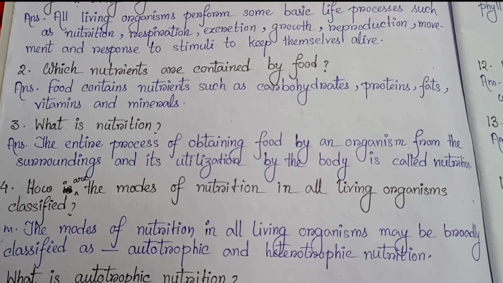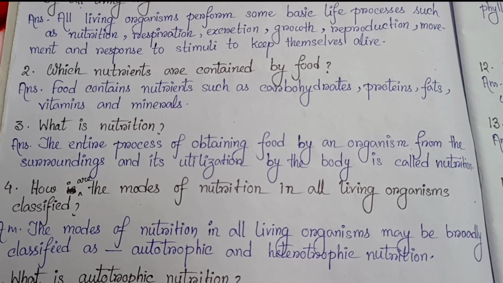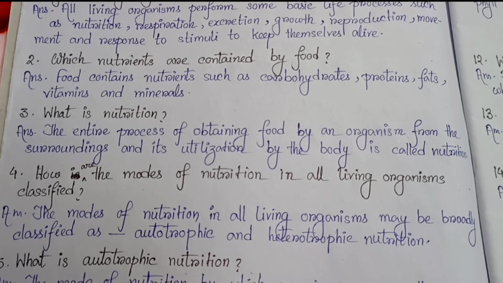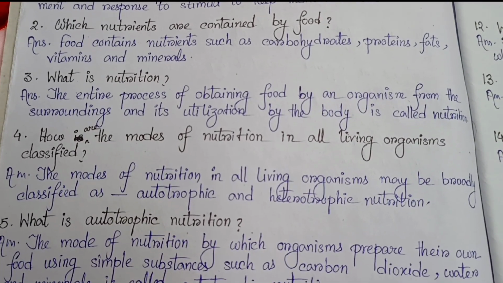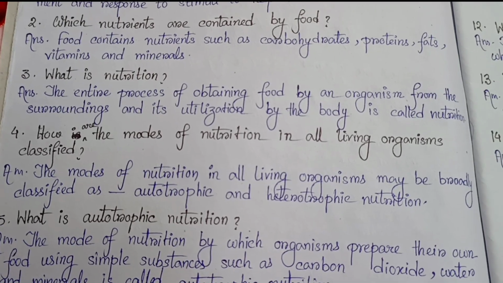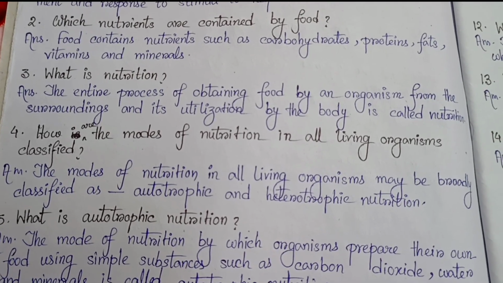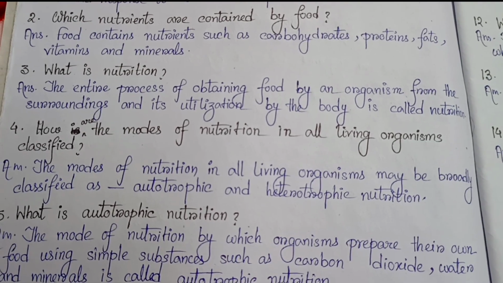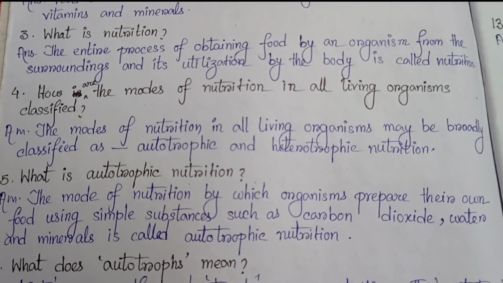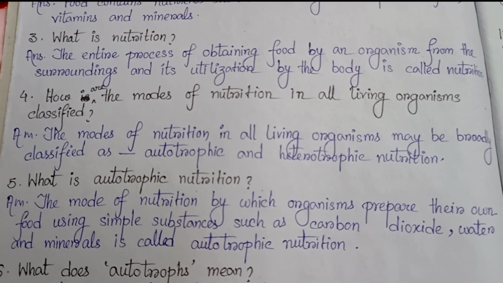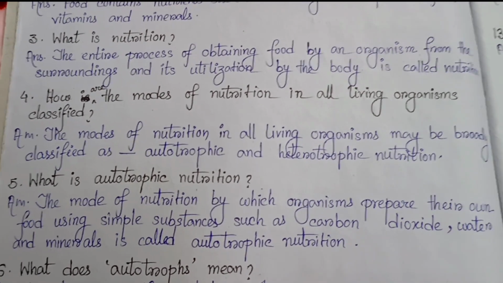Number 2, which nutrients are contained by food? Food contains nutrients such as carbohydrates, proteins, fats, vitamins, and minerals. Number 3, what is nutrition? The entire process of obtaining food by an organism from the surroundings and its utilization by the body is called nutrition.